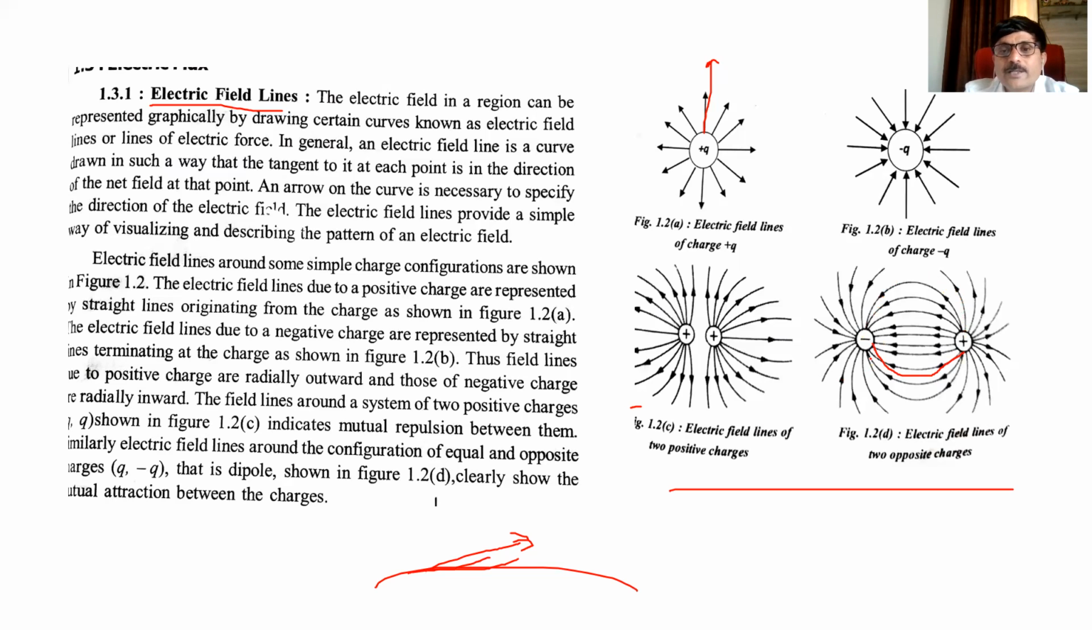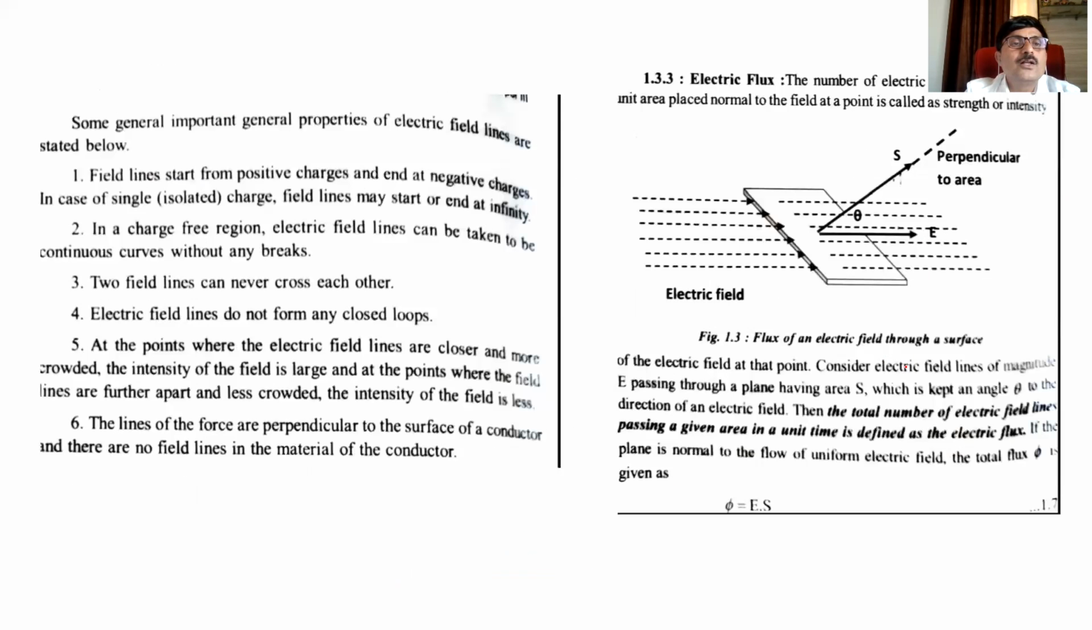So this is the representation of the electric field lines due to an isolated positive charge, an isolated negative charge, two similar charges, positive charges separated by a finite distance, and opposite charges separated by a finite distance. So this is about the concept of electric field lines. Now there are some general properties that should be remembered.